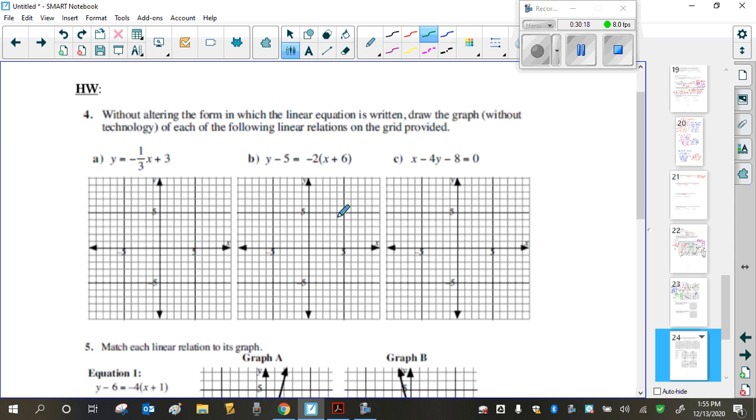So I want you to do number 4, A, slope-intercept form. B, point-slope form. You get a point and a slope. And C, I want you to use intercepts for C. So write that down. Even though on the test you'll have a choice, I want you to use intercepts for this one, just so you get practice doing that. Find the XY intercept and then connect them.